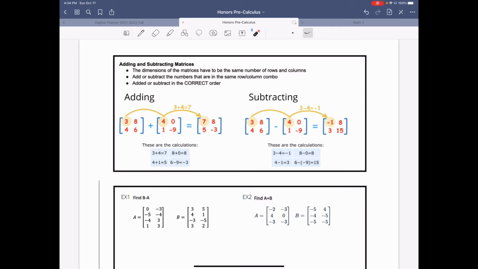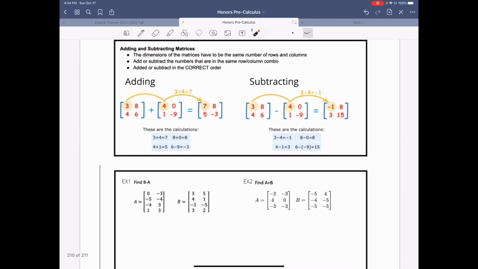Same thing with subtraction. Using the same matrices, you always use the corresponding spot, the corresponding element. So this is going to be 3 minus 4 gives me -1. 8 minus 0 gives me 8. 4 minus 1 gives me 3. And then finally, 6 minus -9 gives me that 15.